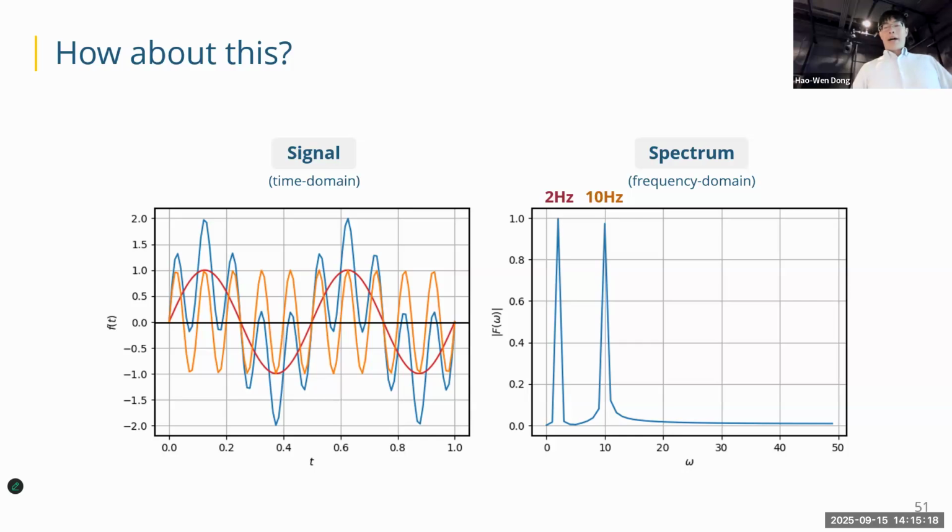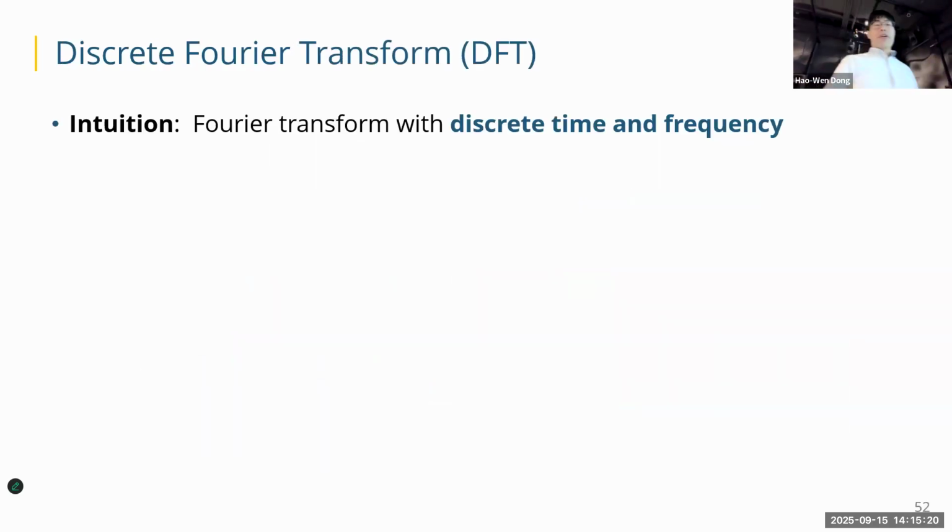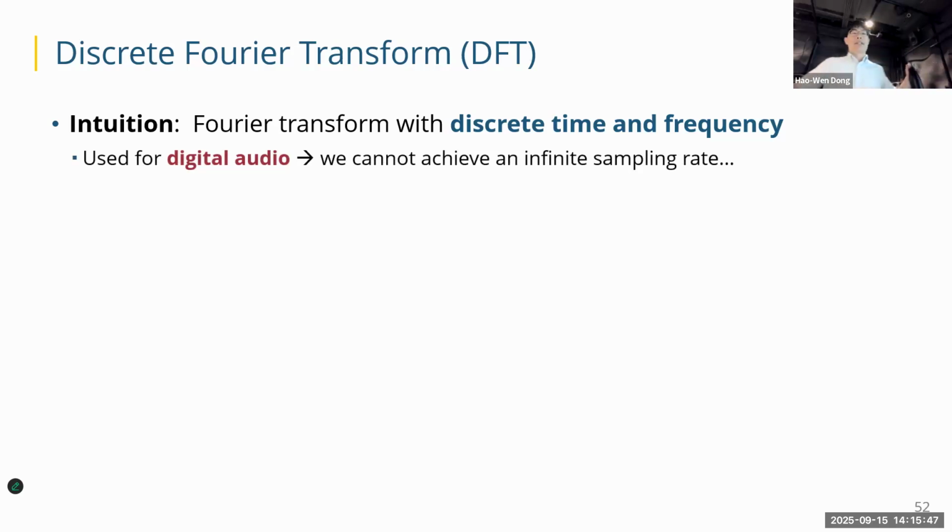But on the computer, as we talked about, there are sampling rate and quantization on both the temporal and the amplitude part. So we have to deal with the fact that our signal is no longer perfectly continuous. There is some sampling rate. That's what the whole discrete Fourier transform is about, where we are doing Fourier transform with discrete time and frequency. We won't go into detail, but the idea is that we still want to do Fourier transform, but because our signal is digital audio, we cannot achieve an infinite sampling rate.